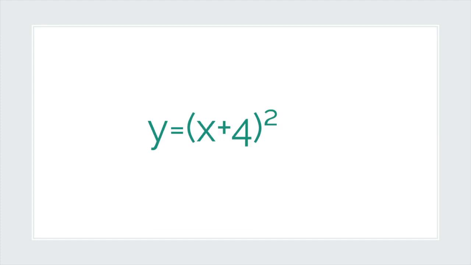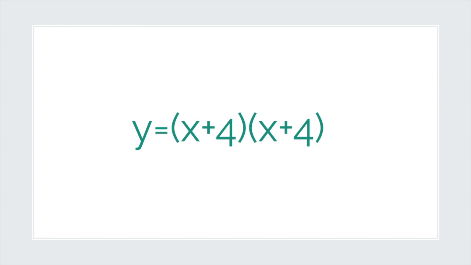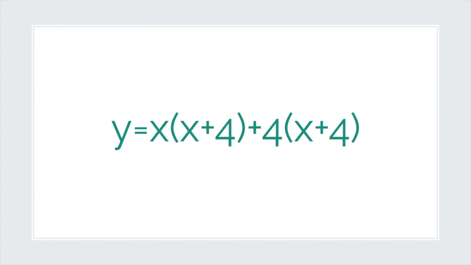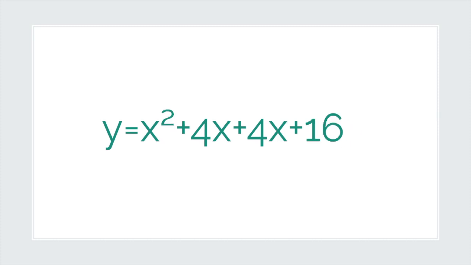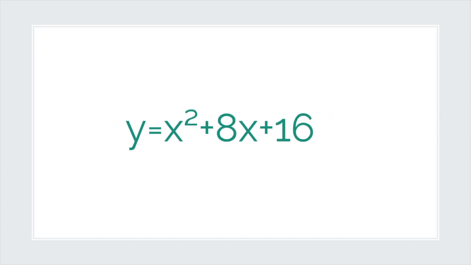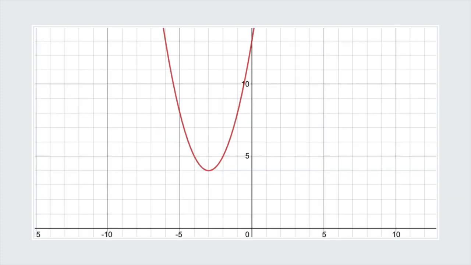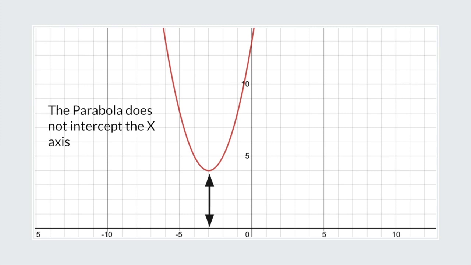Now, let's do what we did before and expand this equation. X plus 4 multiplied by x plus x plus 4 multiplied by 4. Doing this gives us y is equal to x squared plus 8x plus 16, which is our final answer. That was pretty easy, so let's try out a different problem. We're asked to find the equation of this graph, but we're faced with a situation different from our past problems. We have no x-intercept. Let's see what we can do.